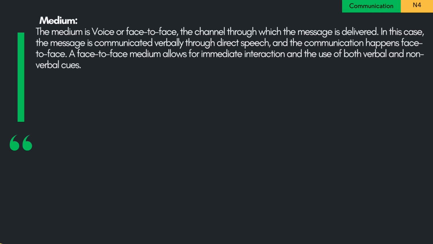3. Medium. The medium is voice or face-to-face, the channel through which the message is delivered. In this case, the message is communicated verbally through direct speech, and the communication happens face-to-face. A face-to-face medium allows for immediate interaction and the use of both verbal and non-verbal cues.